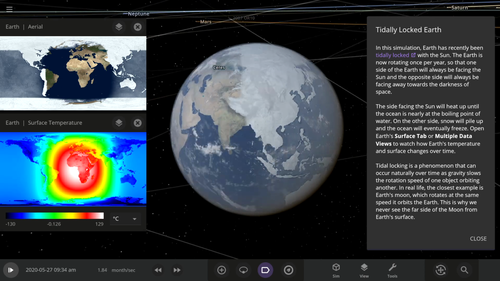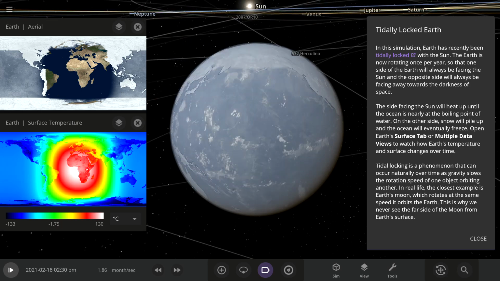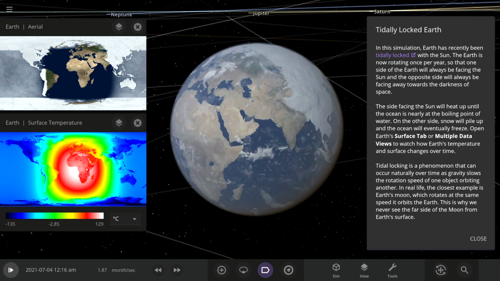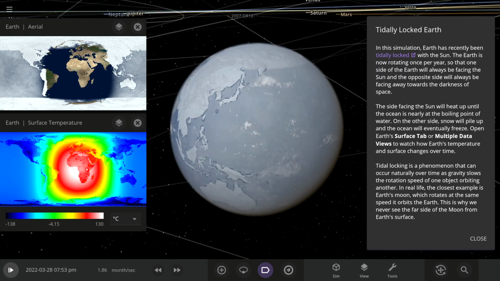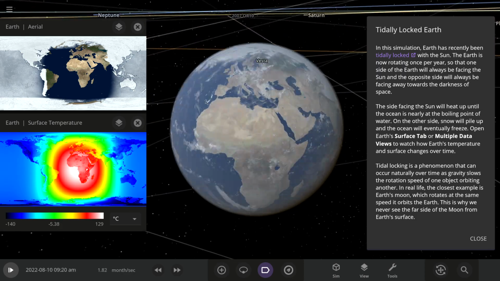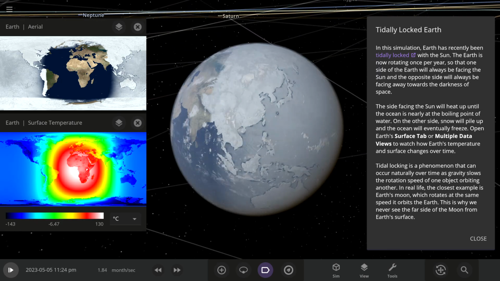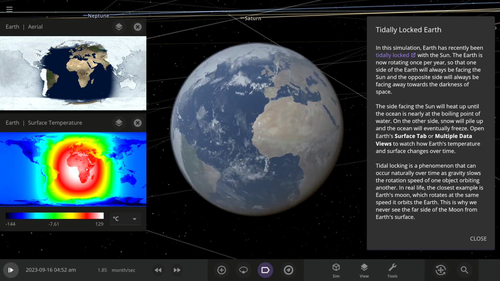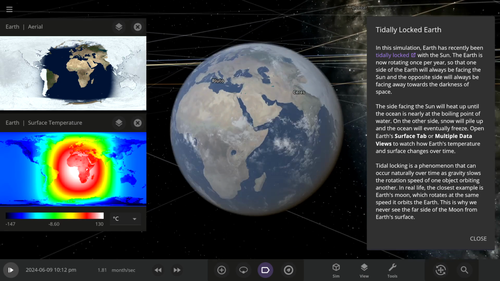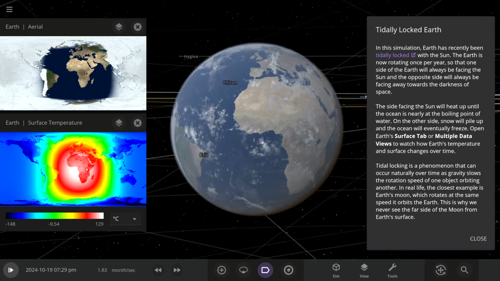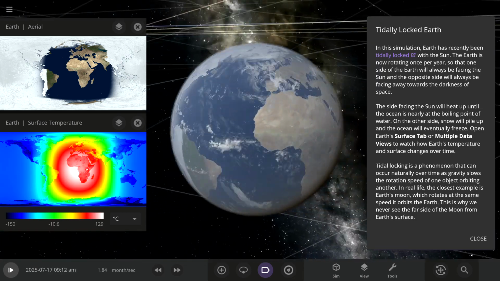Tidal locking is a phenomenon that can occur naturally over time as gravity slows the rotation speed of one object orbiting another. In real life, the closest example is Earth's moon. I actually know that, which rotates at the same speed it orbits the Earth. This is why we never see the far side of the moon from the Earth's surface. So it's a little piece of information for the people who didn't know that, but there you go. That's the Earth tidally locked.